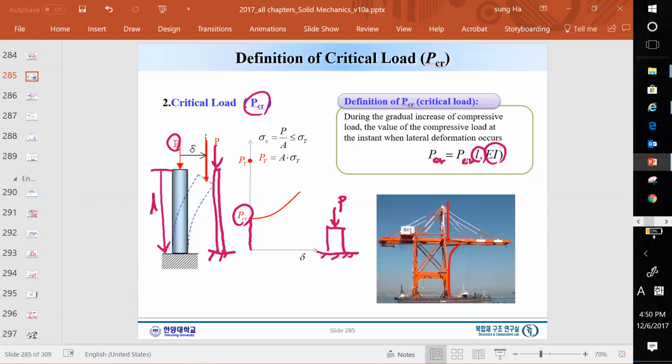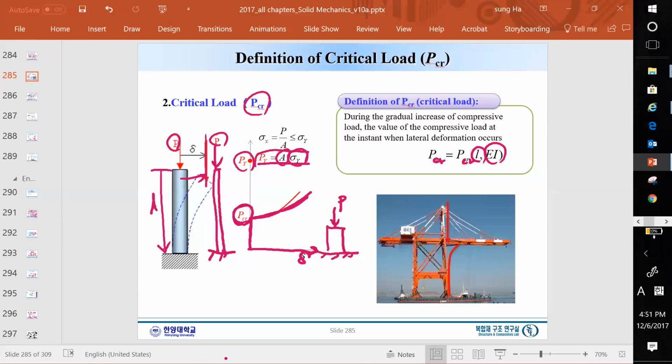When the force P reaches some critical load, it will buckle. Buckle means that it suddenly deforms a lot. This is the delta. If we increase the load there is no delta, but when it reaches P critical, it will buckle. A very important point is that P critical is much lower than the yield strength, which is simply yield strength times cross section. Buckling occurs much lower than this.